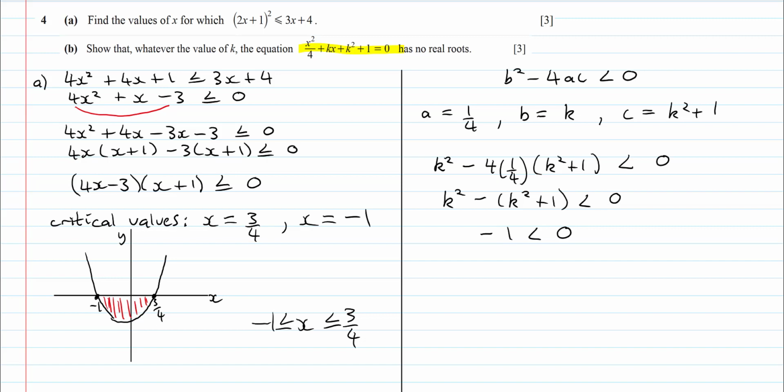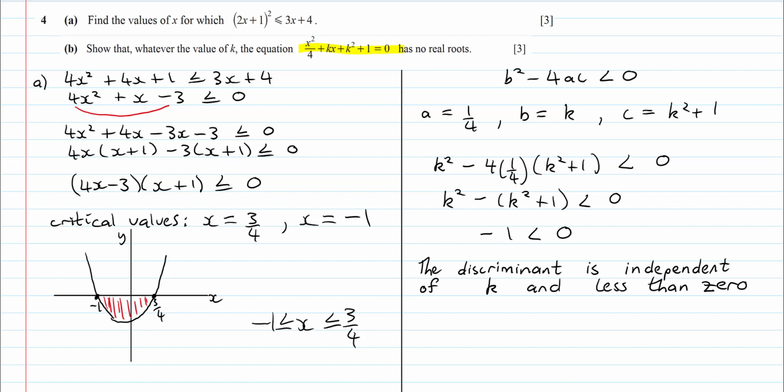So what we can say then is that the discriminant is independent of k and it is less than 0. So we'll just write that down. Okay, and that will give you 4 marks for part B there. Okay, so that finishes question 4.